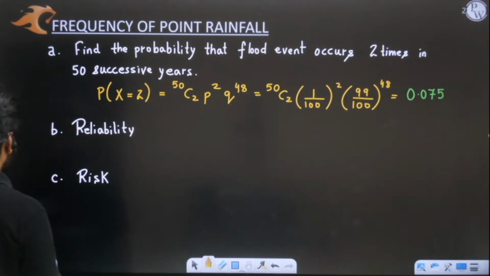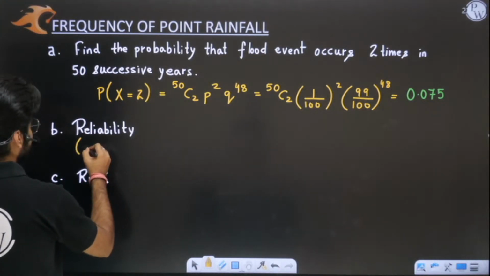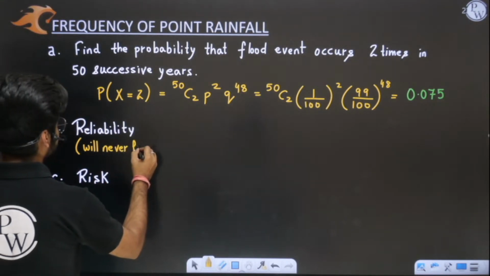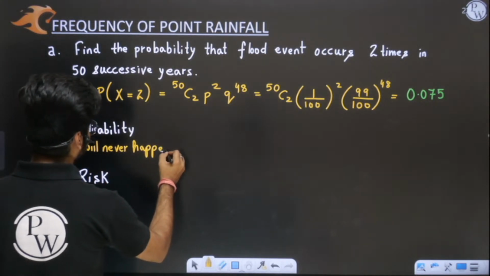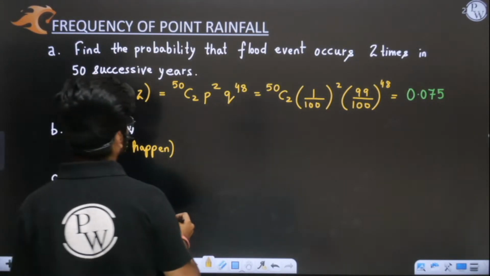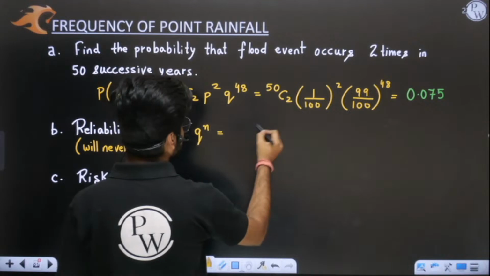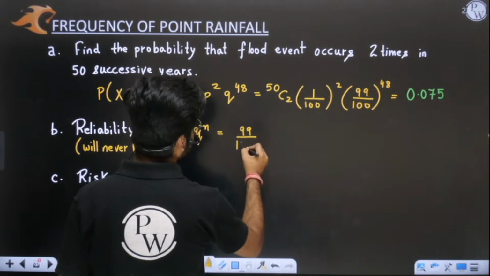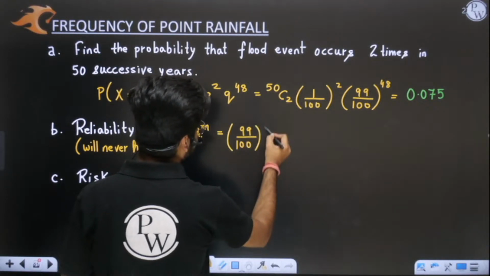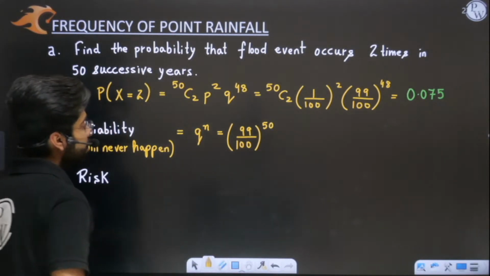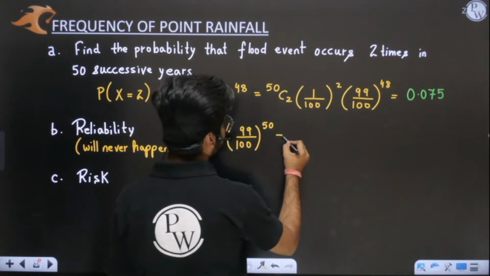So tell me how much reliability we are getting here. I hope the keyword is very clear to you. Let me write the keyword here in brackets: will never occur or will never happen. Reliability means it will never happen. So reliability is given simply by Q power n. What is the value of Q? Q is 99 by 100, and n is 50. So (99/100) power 50 is none other than 0.605.